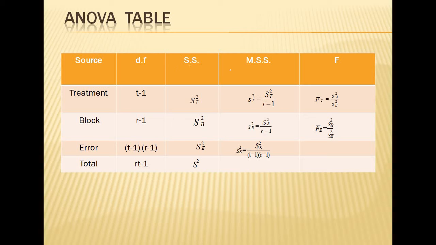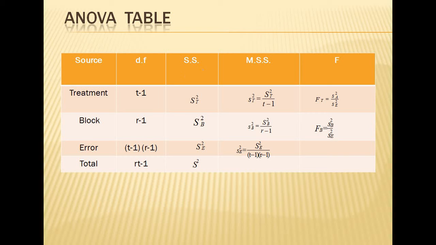This is the ANOVA table of RBD. The first column represents the source of variation. Here we have treatment, block and error. And the second column represents the degrees of freedom. Here we have t treatments, so the degrees of freedom is obviously t-1. Block degrees of freedom is r-1. And total degrees of freedom is rt-1 and error degrees of freedom is (t-1)(r-1).